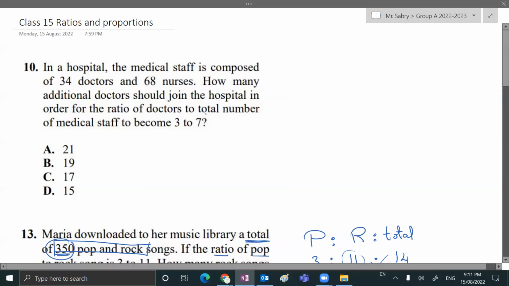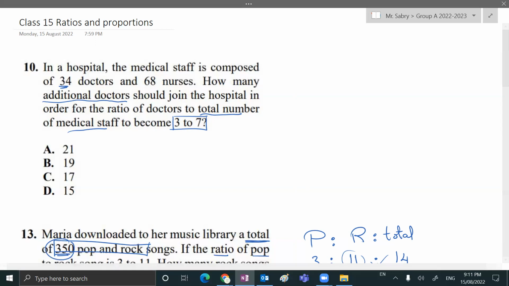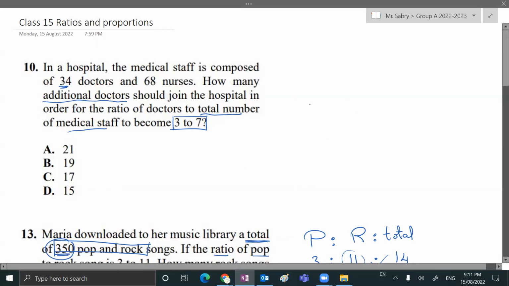It says in a hospital the medical staff is composed of 34 doctors, 68 nurses. So I have 34 doctors and 68 nurses. How many additional doctors, زيادة, should join the hospital in order for the ratio of the doctors to the total number of medical staff to become 3:7? This is tricky because the question has two ratios at the same time. They're not related to each other. أو they're related to each other, but you have to think about them شوية.